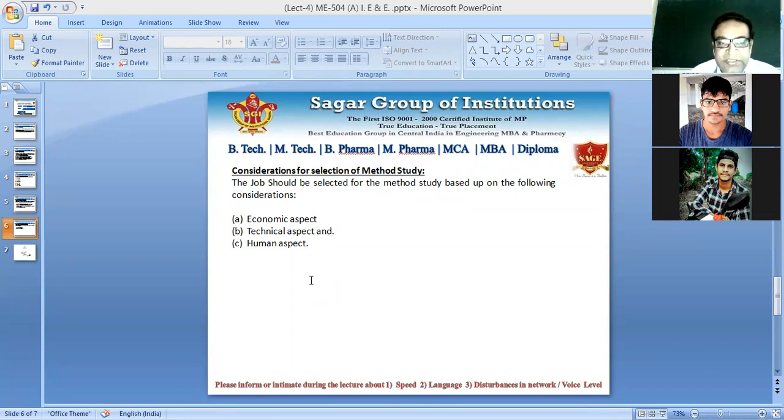And finally comes the human consideration. The human consideration is like this: method study means a change which is going to affect the full job operations over the presently done method. And if it is not fully accepted by the workers and the unions, then human consideration comes and plays a very important role in it.